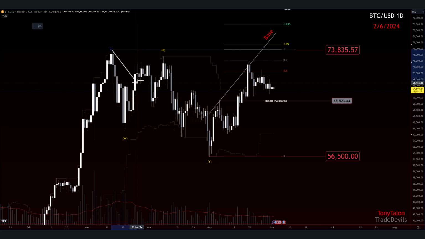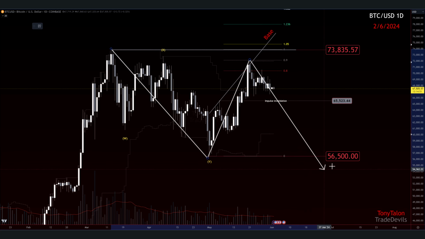We would need to find just ABC, a normal zigzag. I don't really see that at the moment. I could be wrong, but for now I'm seeing a WXY, which cuts down what this would be. So if this is a WXY, then there's only really two sideways corrections that we can be dealing with. One of them is a flat, which would potentially put this low at risk.